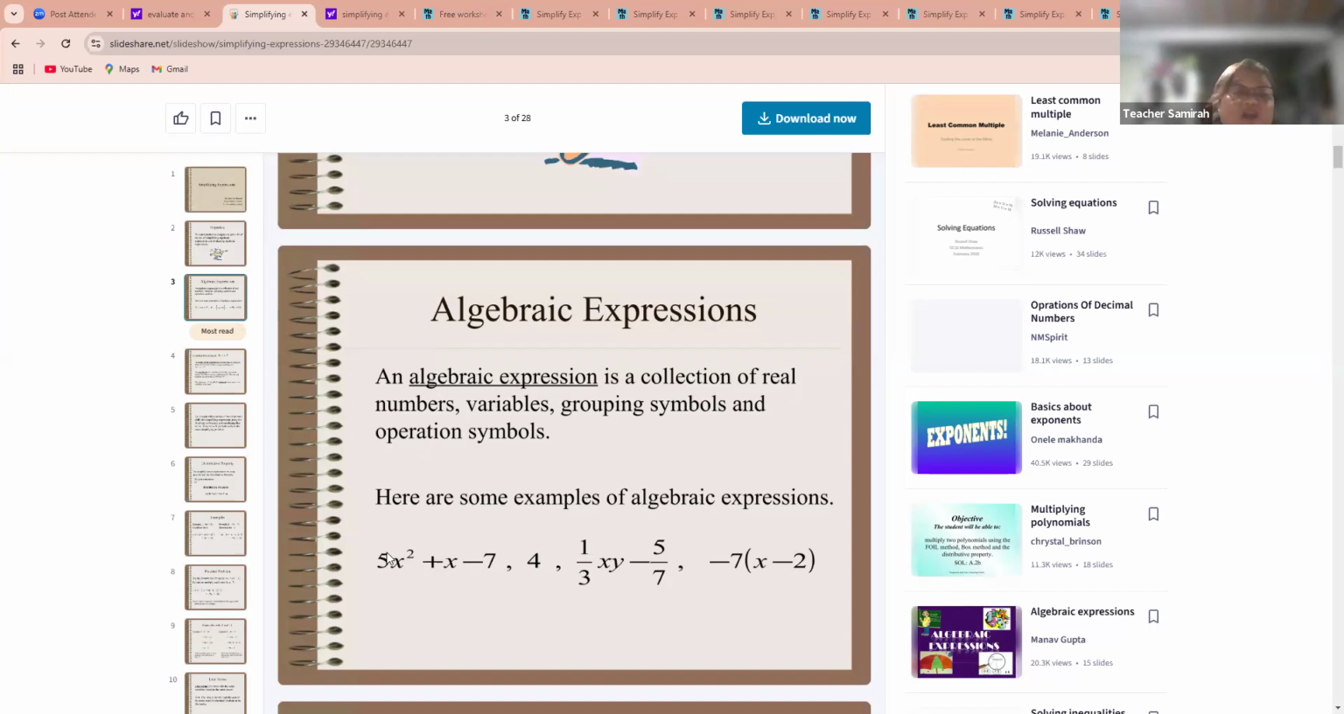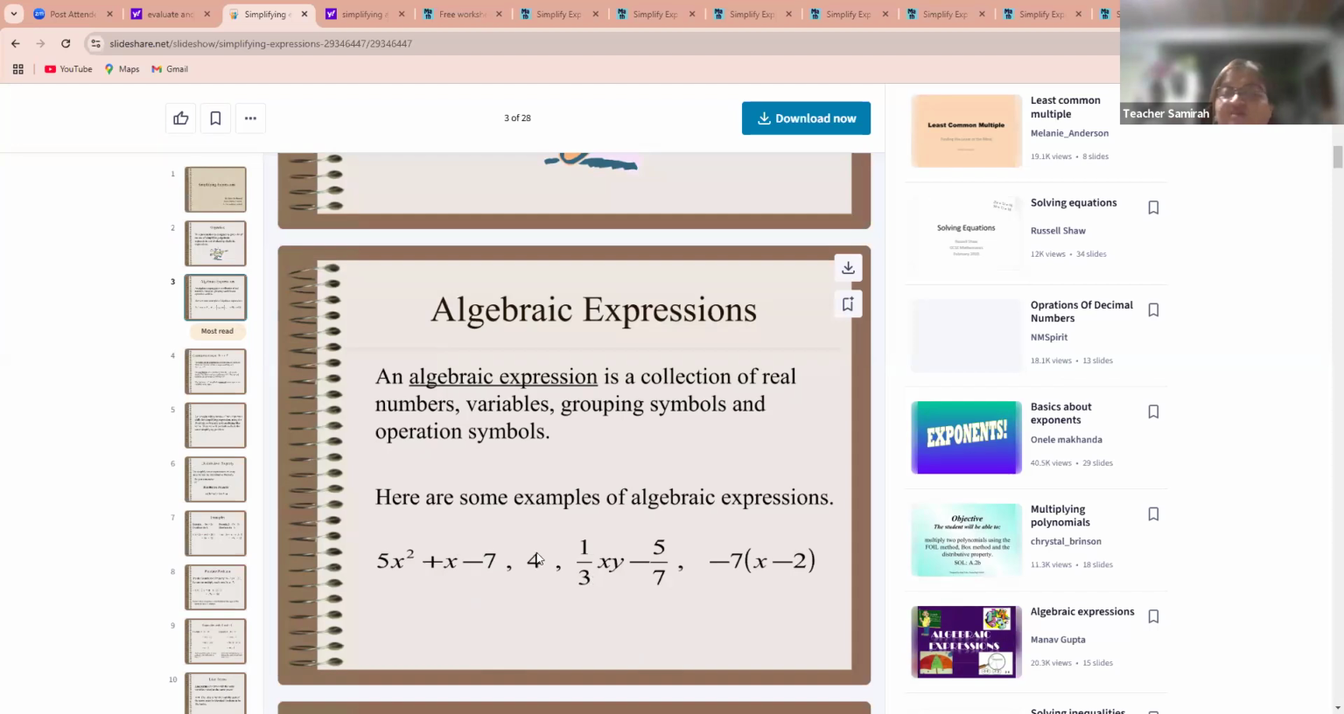So 5x squared, 5 here is our coefficient. X is a variable, and then 2 is an exponent or a power. And then plus here is the operation symbol, which is the addition. And then x, another variable. And then minus or negative is an operation symbol. And 7 is a real number, or they call this one a constant.